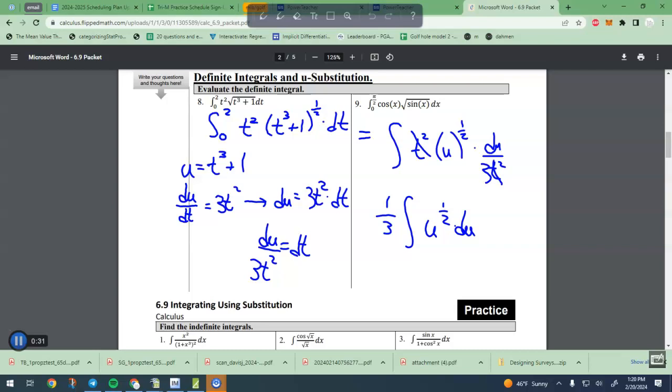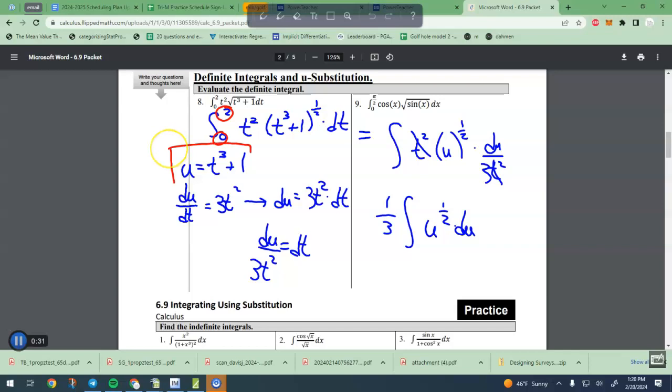I wouldn't recommend that. What I would recommend is we need to convert these two numbers to the u version of those numbers. Because I want to be able to do the problem in u's. I want to get out of the t's, get everything into u's, don't even go back to t's, and just plug in and get my number.